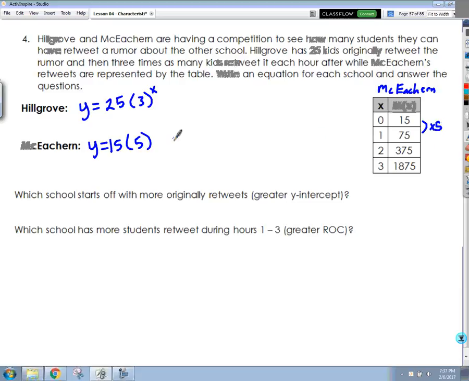So, which school starts off with more original retweets, greater y-intercept? Well, Hillgrove, because they have 25 to start off with. Starts out with 25. Okay?